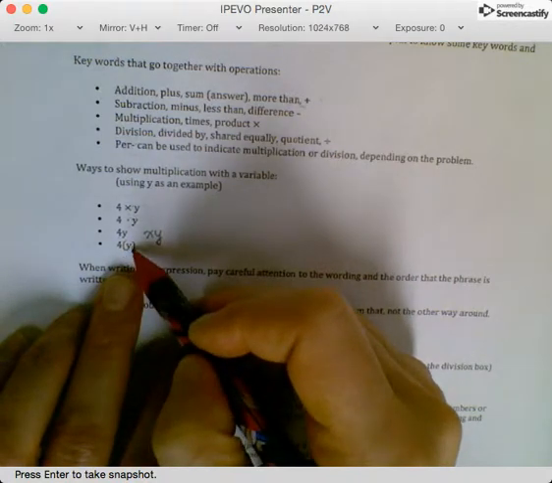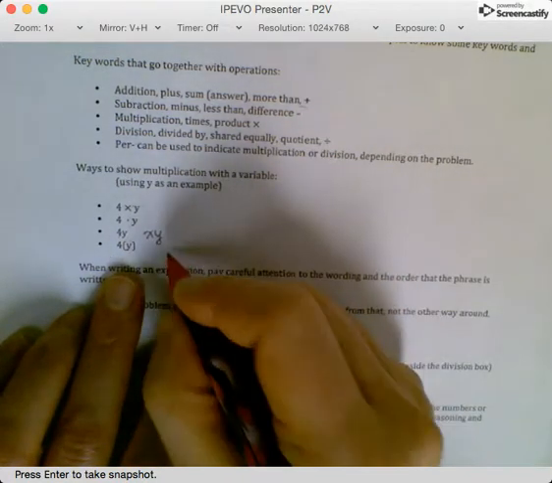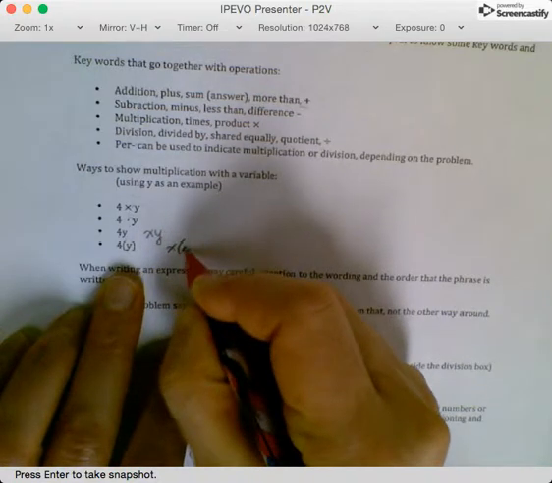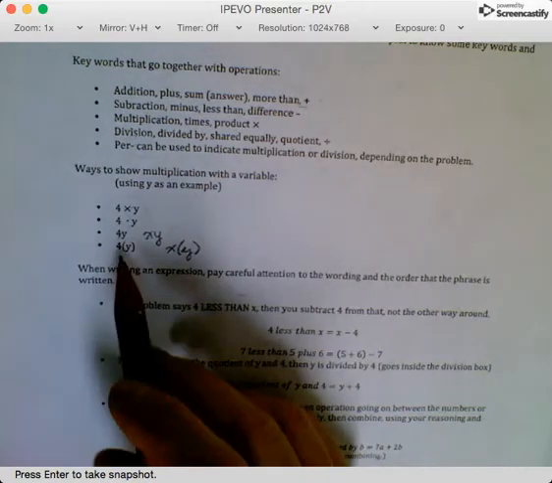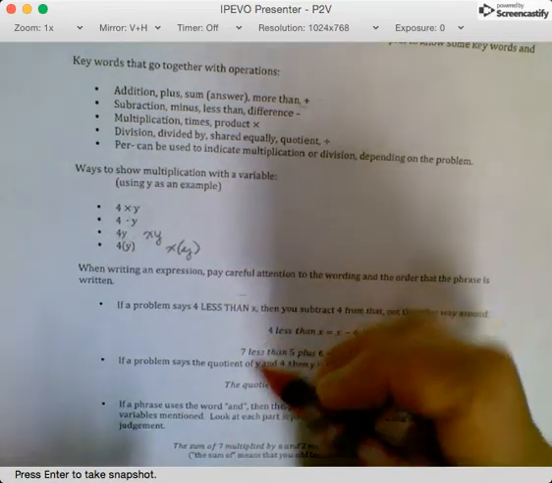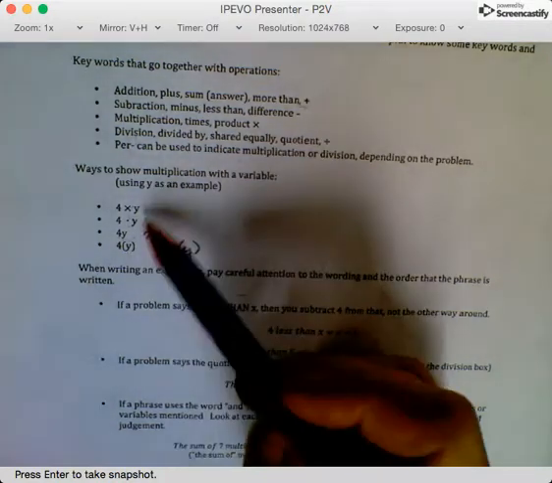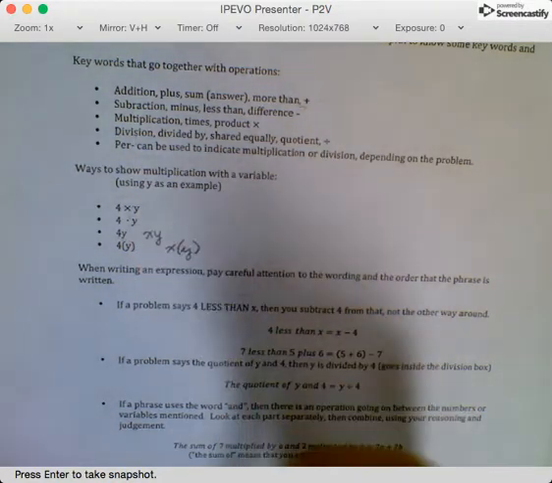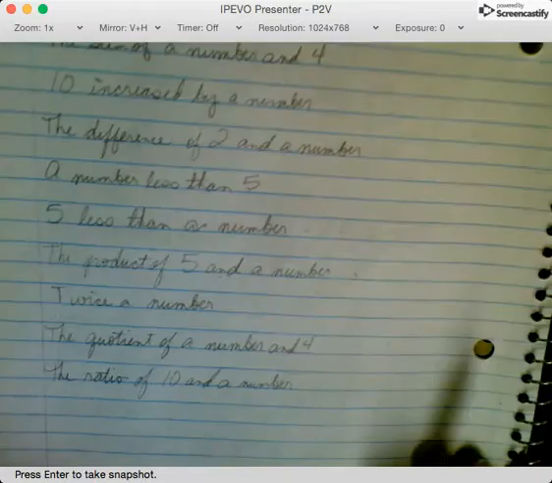If you have a number on the outside of parentheses or a variable outside of parentheses, that can indicate multiplication also. You would not do that with two numbers. We can't put a 4 and a 4 beside each other and multiply them because that would look like 44. But if you have a variable and you put the number beside the variable, that indicates multiplication. So now let's get to some example problems.